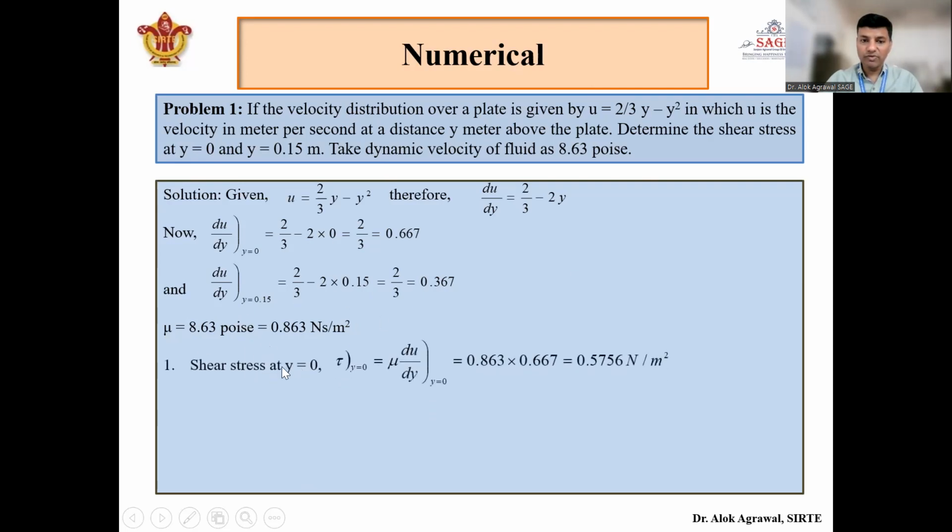Now for shear stress at y equal to 0, we apply Newton's law of viscosity, that is tau is equal to mu du by dy at y equal to 0. We multiply mu by du by dy, that is 0.667. We get the shear stress at the wall, that is at y equal to 0. Similarly, at y equal to 0.15, we use du by dy at y equal to 0.15, that is the 0.367 value, and when we put this value we get 0.1367 Newton per meter square as our shear stress at a distance 0.15 meter from the plate.